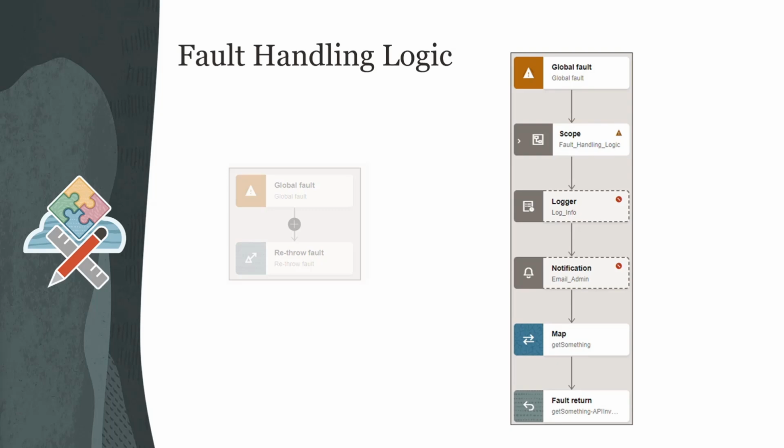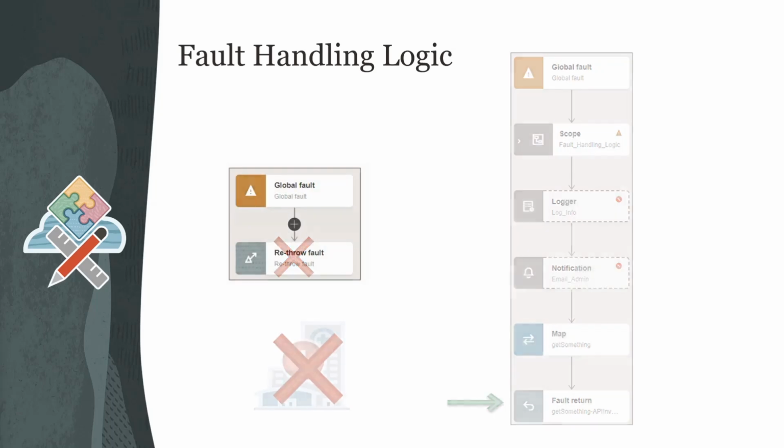Of course, we can't illustrate every possibility, but here's an example of changing that default implementation by deleting that rethrow fault action and replacing it with an explicit fault return action. We start with some fault handling logic within that scope container, then log some data, send an email, then map the data that's going to be the fault that gets returned to the client. Notice that in this implementation, nothing gets delivered to the error hospital.